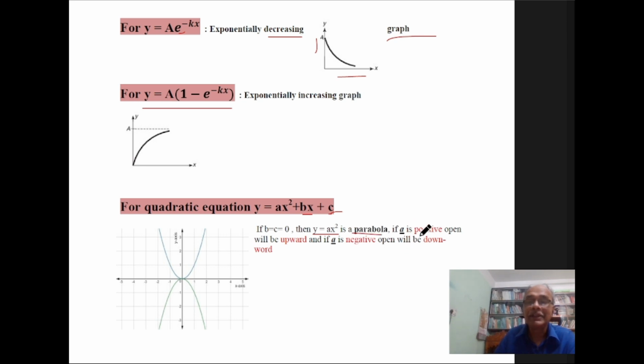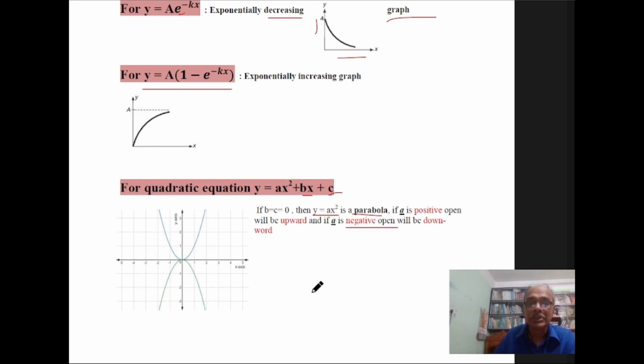Okay, and this parabola shape is like this, so one side is open. If a is positive, then the opening will be upward, and if a is negative, then the opening will be downward. Okay, so now we have completed whatever is required for physics purposes, for trigonometry and coordinate geometry. Okay, thank you.